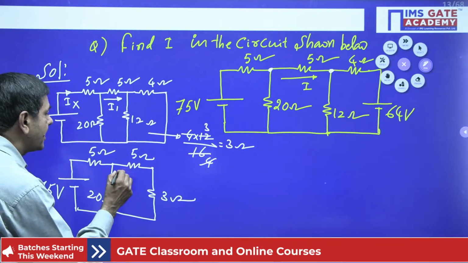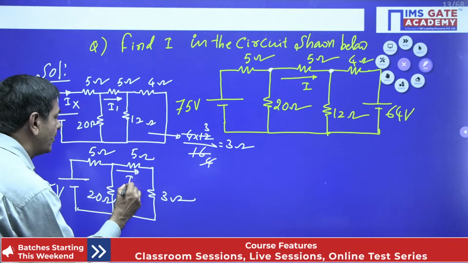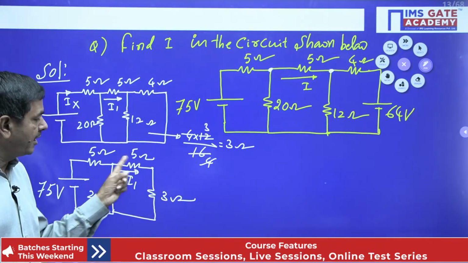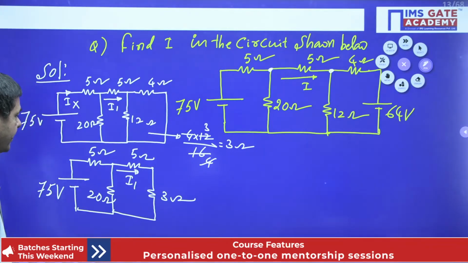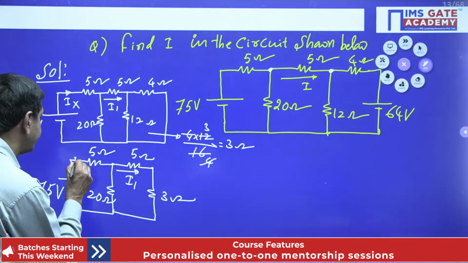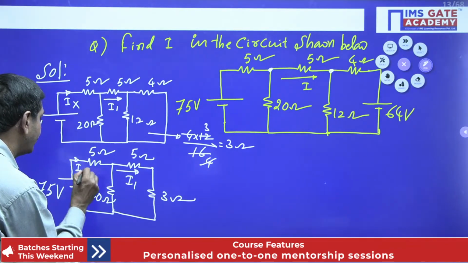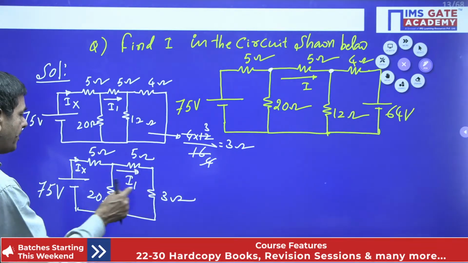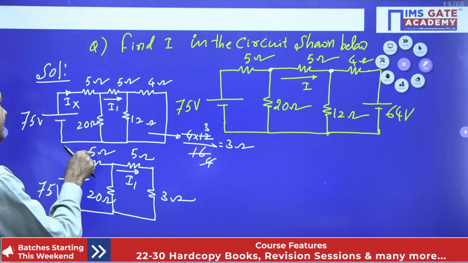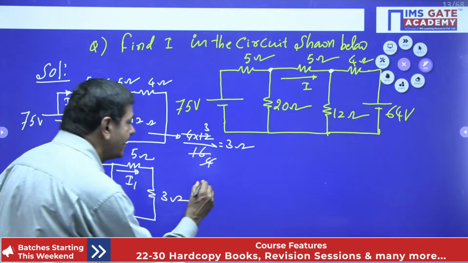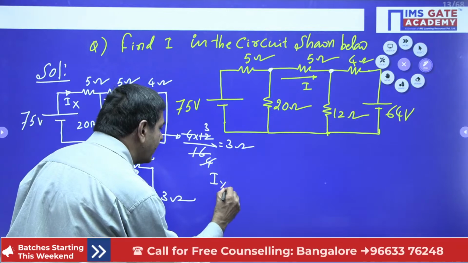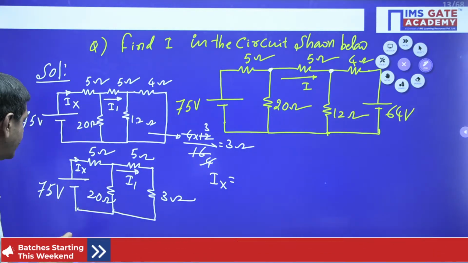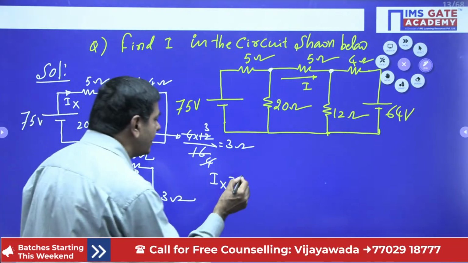In this case, the current I want is I1. The current across 5 ohm or across 3 ohm is the same because both are in series. We can try for this current at first. How can I find this current? These two are in series and parallel to 20 and series to 5 ohms. I can determine the current Ix by just Ohm's law.